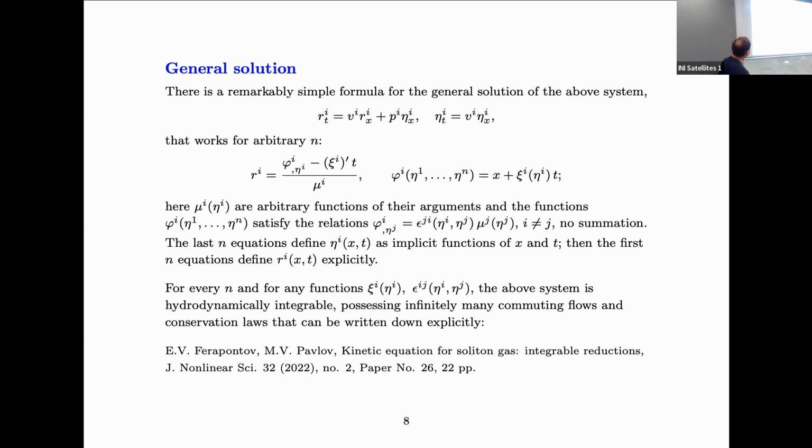You see, n arbitrary functions come from this mu i of eta i, and extra n arbitrary functions come from phi i's. Because you see, for phi i, we have j derivatives, where j is not equal to i. So another arbitrary function comes from phi i. So we have 2n arbitrary functions, and this is the general freedom for solutions of this 2n-component system. All right? So what if the function is 0? Sorry? What if the function is 0? Which? Mu i. No. Yeah, here, okay, non-zero.